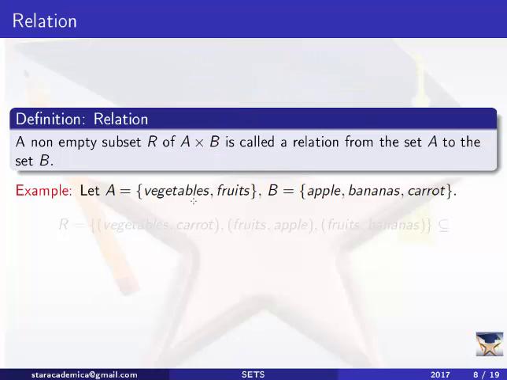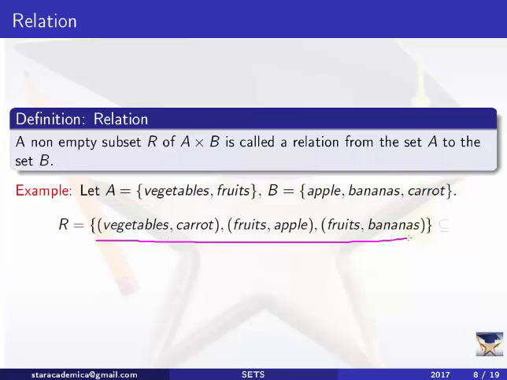Let's look at an example. Say we have a set A with the 2 elements, vegetables and fruits. Set B with the 3 elements, apple, bananas, carrot. So A cross B will have 2 times 3, 6 elements. However, we take a subset with 3 elements.